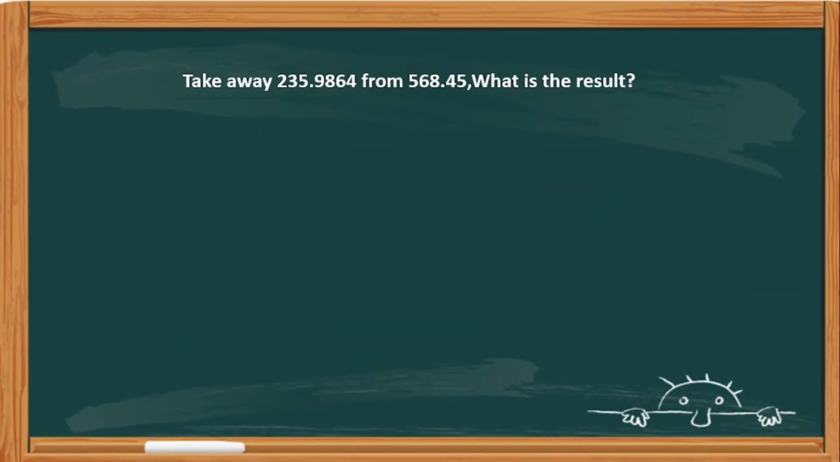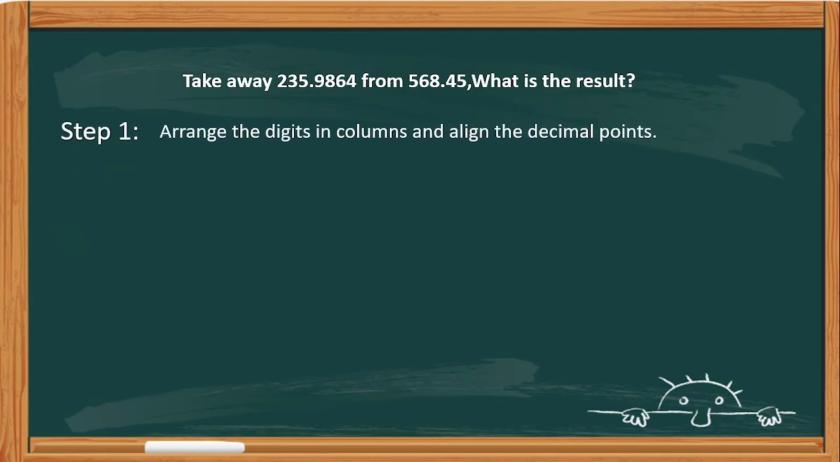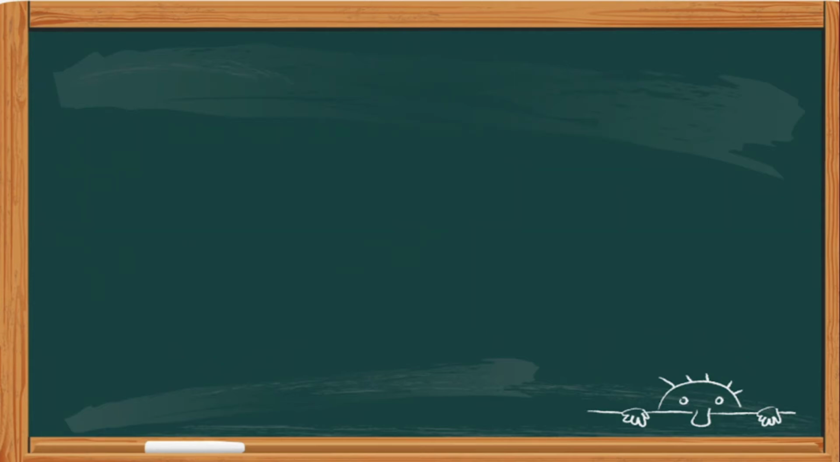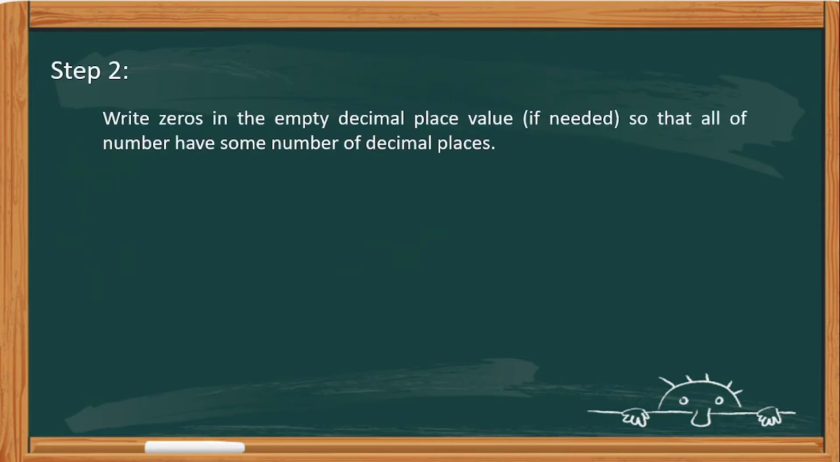Did you get the correct answer? Good job! Let's have another one. Take away 235.9864 from 568.45. What is the result? Step 1. Arrange the digits in columns and align the decimal points. Step 2. Write zeros in the empty decimal place values if needed, so that all of the numbers have the same number of decimal places.